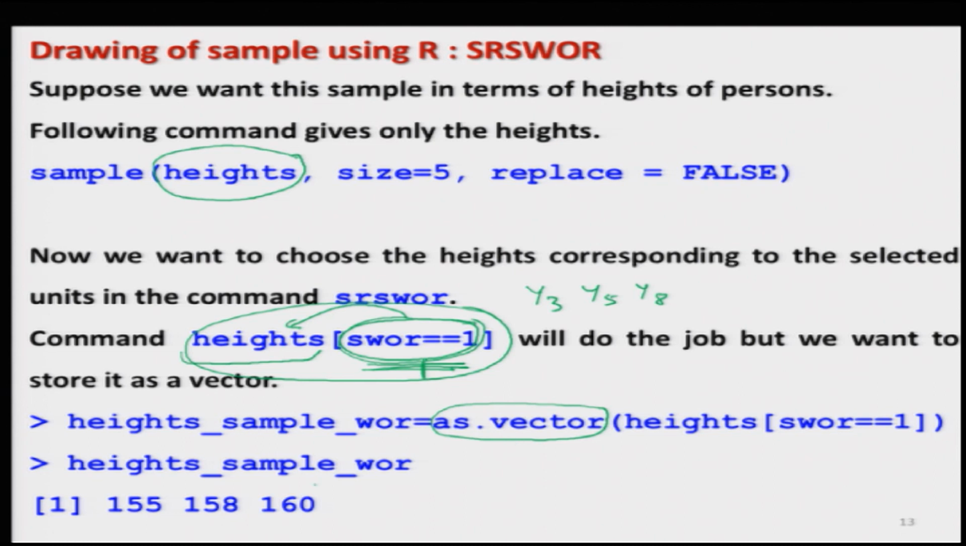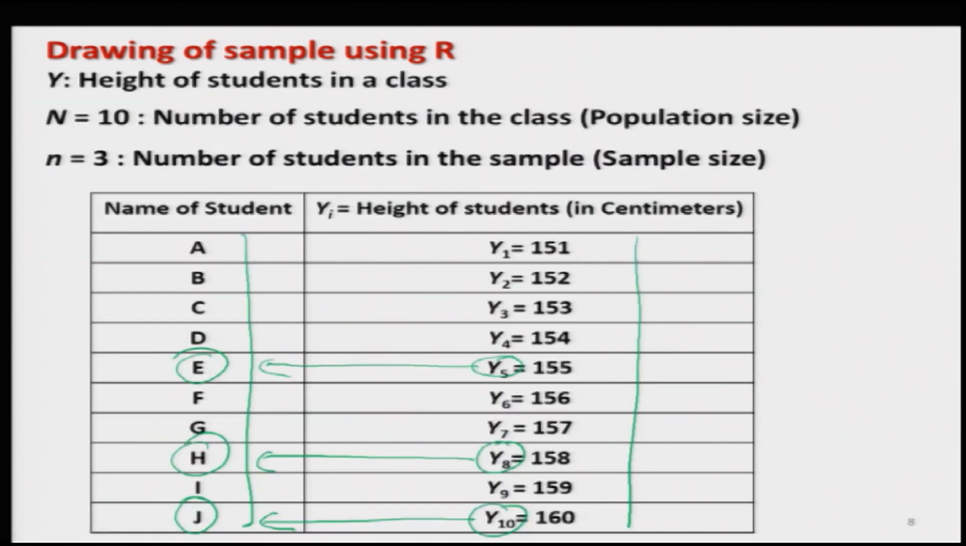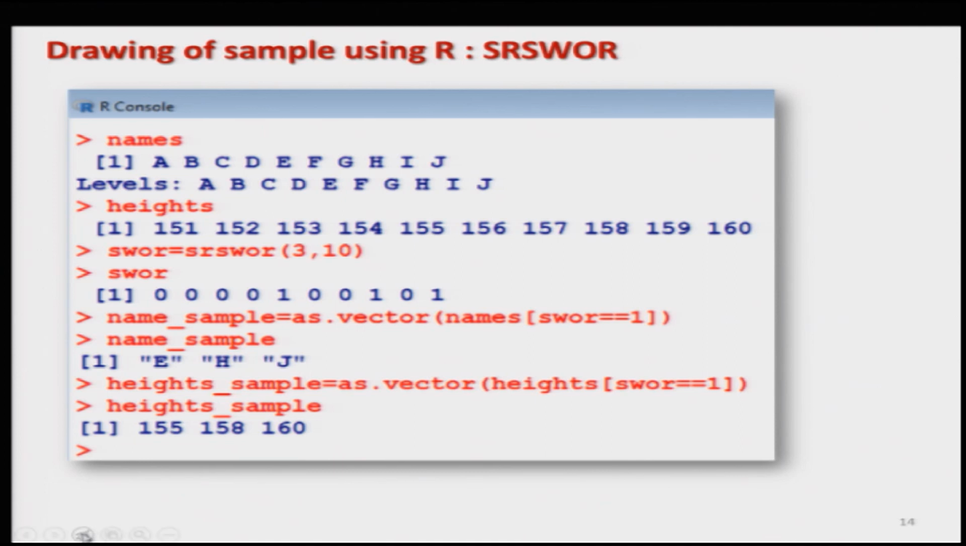And you can see here this is going to give us the outcome 155, 158 and 160, and if you try to look into your example, the 5th unit here is 155, 8th unit here is 158 and 10th unit here is 160. So, now we had chosen the 5th unit, 8th unit and 10th unit, and corresponding to which we have found the names or their heights. So, this is how we can proceed further, and you can see here this is the screenshot.